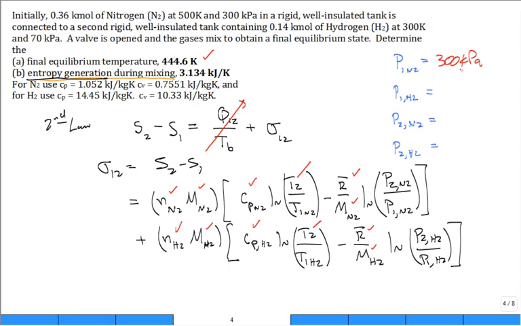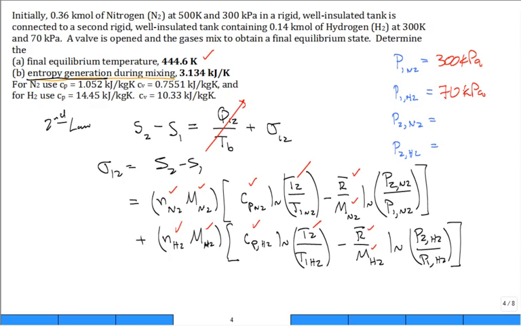Okay, so you help me on one. You can't help me on the next one. Yes? The P1 for the hydrogen is 70 kilopascal. Same logic, isn't it? That I have pure hydrogen in another tank at 70 kilopascal. That's why P1 of the hydrogen is 70 kilopascal.